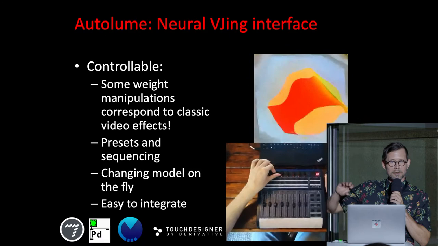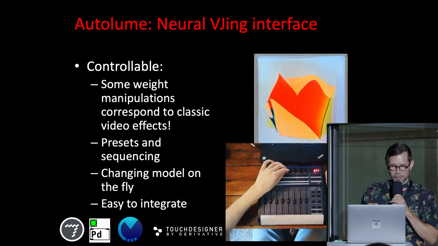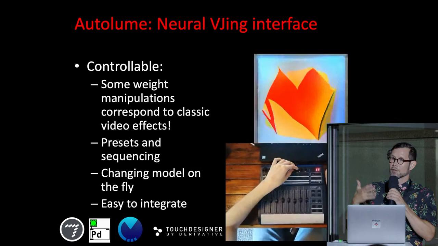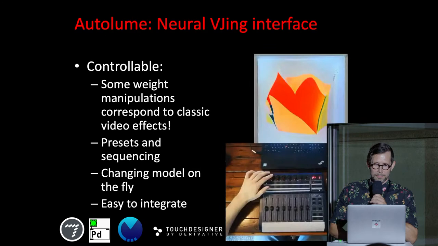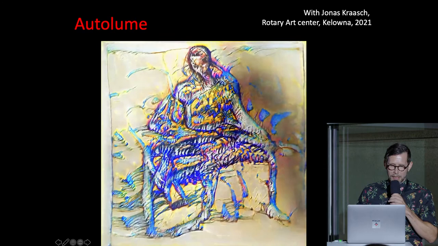In fact, some of the operations on the weights correspond to actual effects such as translation and rotation, and you can also change model on the fly, have presets, and do a sequence so that you can really prepare a show and play like a VJ. And we're working now on integrating Autolume with a number of VJing tools. So I'll play a last example and then I'll conclude. And this is Autolume at work.